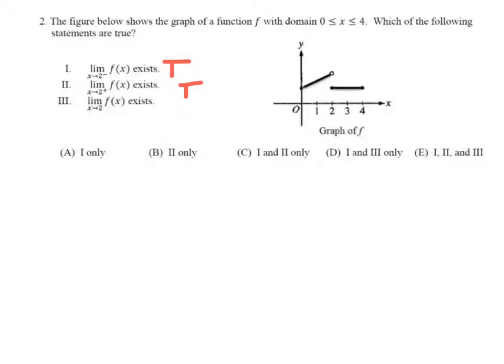Final part, the two-sided limit exists. Well, that's false, and to be clear, that is false because as you approach 2 from the left, that number is bigger, it's higher than if you approach from the right. For the two-sided limit to exist, it has to be the same number. So we can say that the answer is C, only answer 1 and 2 are true.